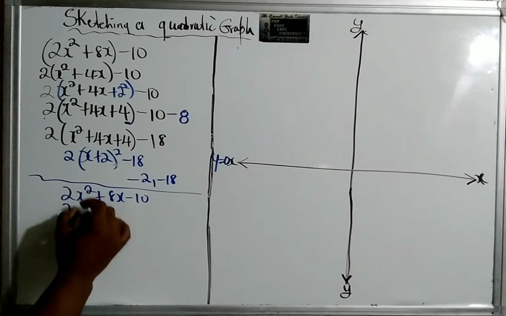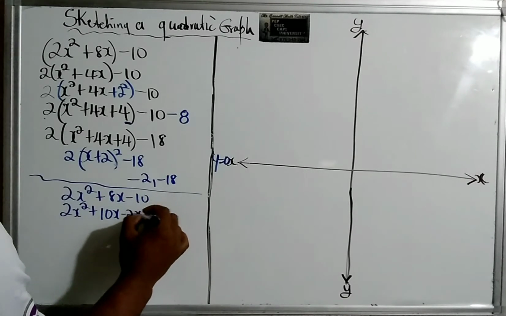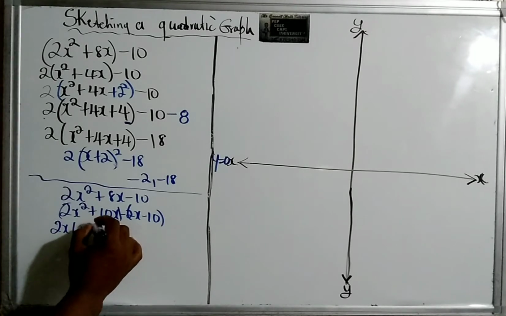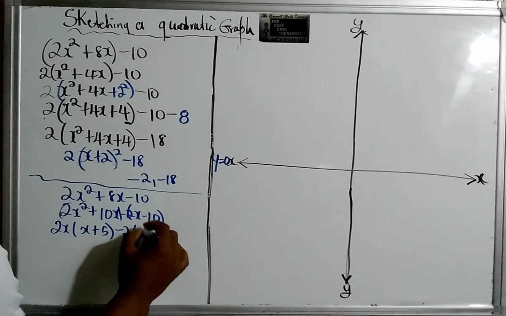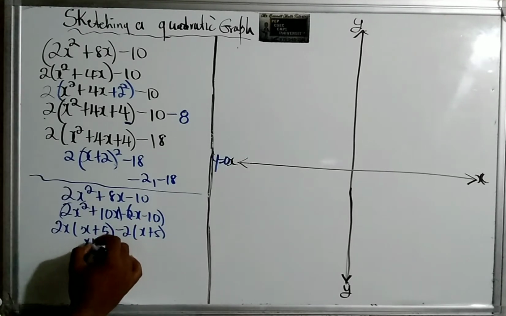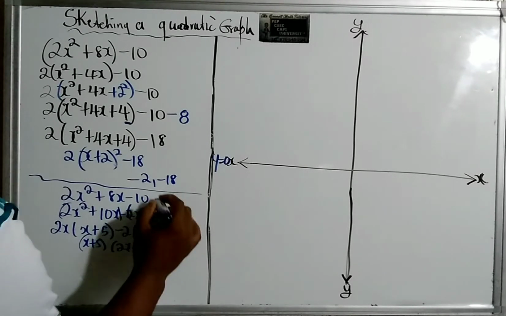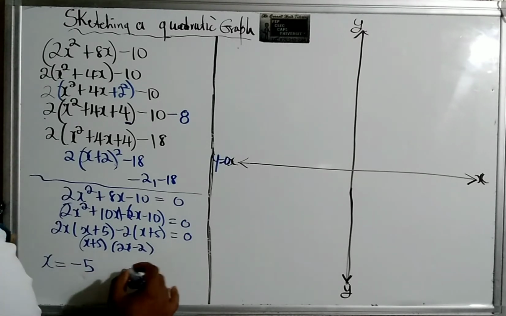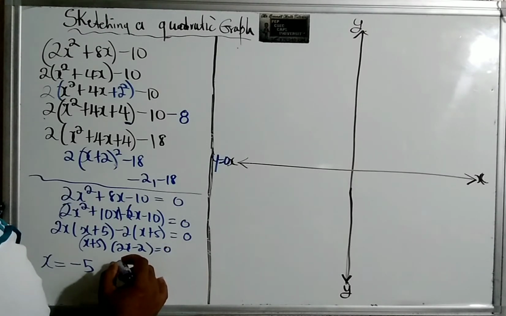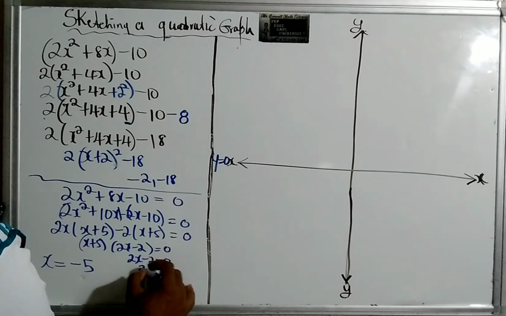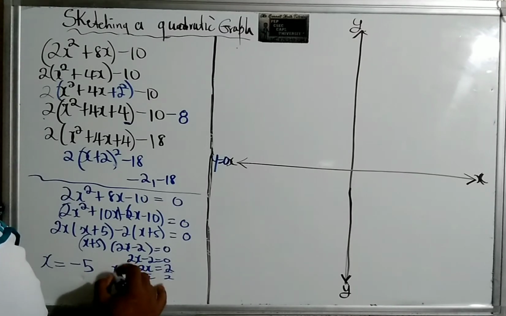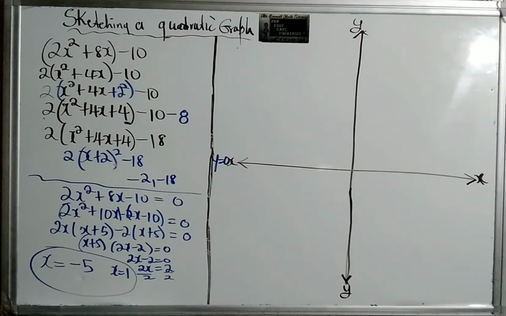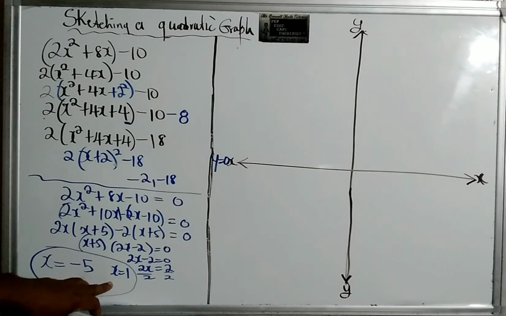So 2 times 10, it'll be 20, so it will be 2x squared plus 10x minus 2x minus 10. If you don't understand this part, you have to go back. Factor out the 2x, so it will be 2x(x plus 5), and minus 2(x plus 5). So therefore, we have (x plus 5)(2x minus 2). And remember, we're supposed to equate it to 0. So therefore, x will be equal to negative 5, and when we have 2x minus 2 equals 0, the 2 moves across and becomes positive, and we divide by 2, so x is 1. So x is negative 5 and x is 1. That means the graph is going to cut the x-axis at negative 5 and positive 1.